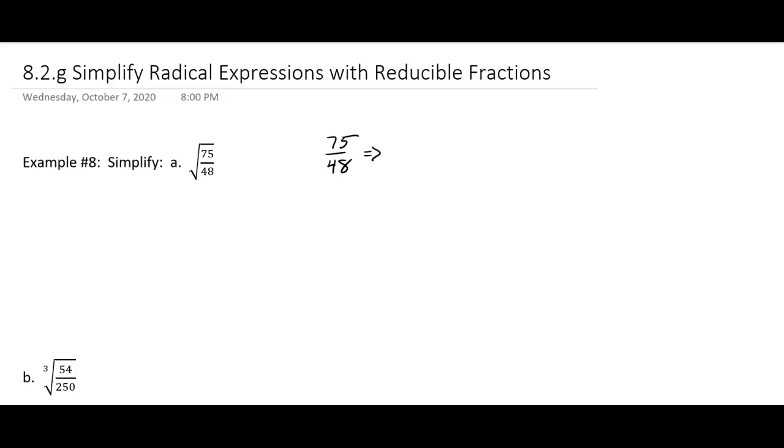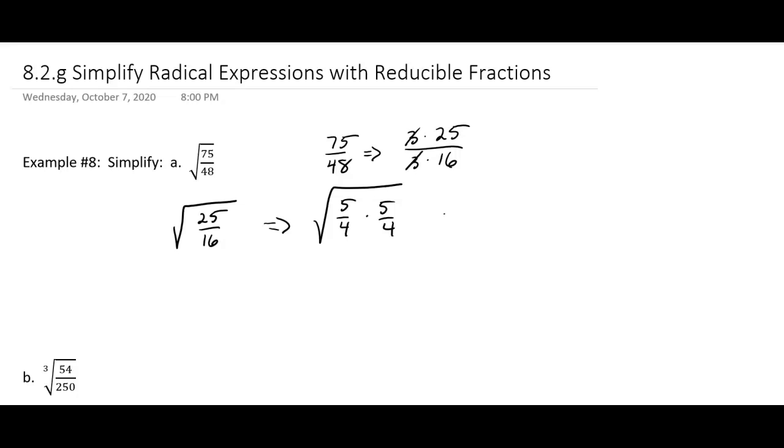So you could think of it as 3 times 25 and 3 times 16. And those 3's would cancel. So I can simplify this expression to the square root of 25 over 16. Well, 25 is 5 times 5, and 16 is 4 times 4. So I can think of it as 5 over 4 times 5 over 4. And then that's going to simplify to just 5 over 4.